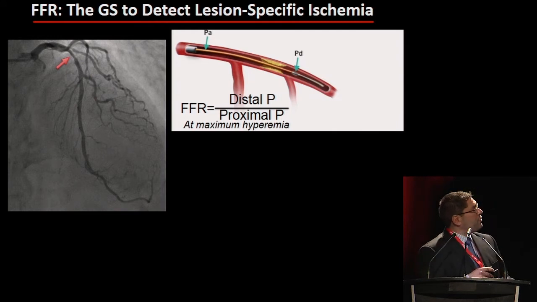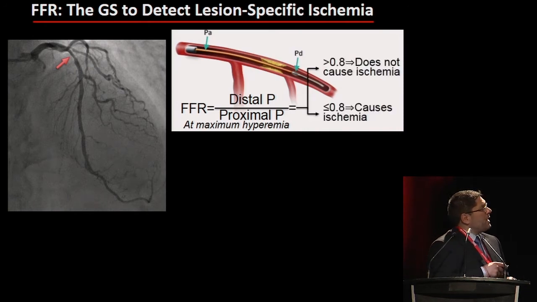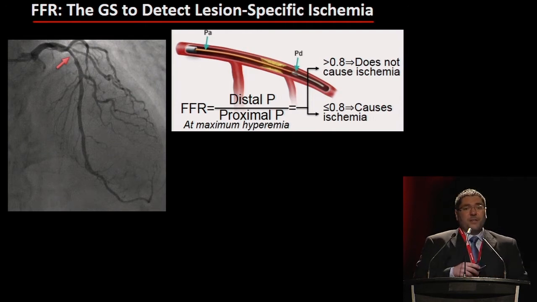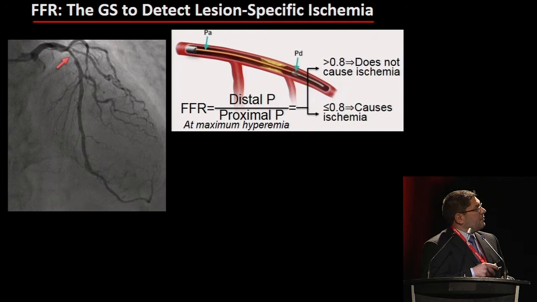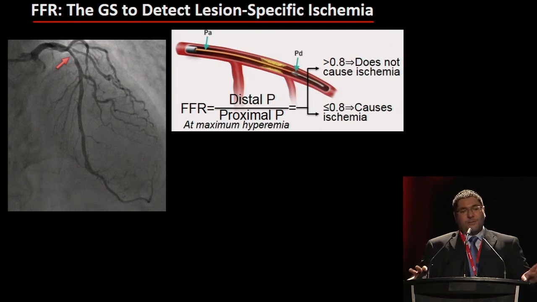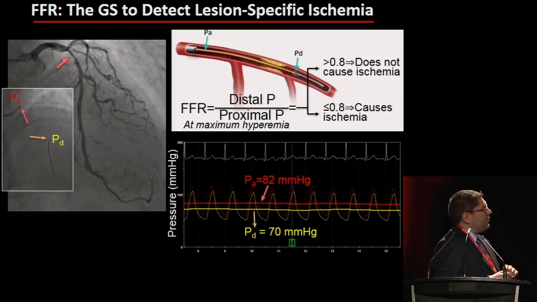If you look at the pressure before a stenosis and after a stenosis, their ratio at cardiac stress, or maximum hyperemia, will actually tell you whether that stenosis is causing ischemia if the ratio is less than 0.8. So we have a pressure ratio, distal versus proximal, and if it's greater than 0.8, it doesn't cause ischemia, we don't need to intervene. Less than 0.8, we do need to intervene.